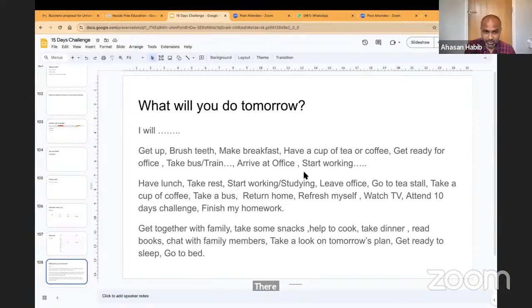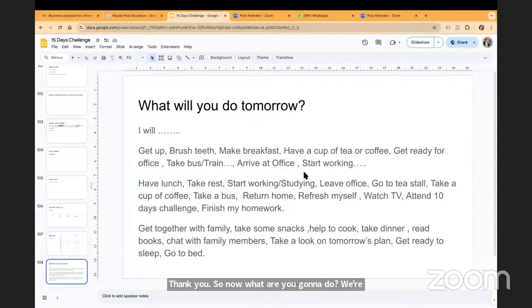I'll get up. I will get up early in the morning, then I will brush my teeth, then I will have breakfast, I will have a cup of tea, I will get ready for the day, I will take a bath, then I will start my work, I will have my lunch, I will start working, I will leave office, I will attend 10 days challenge. I will finish my homework. I will take a cup of tea together with my family.